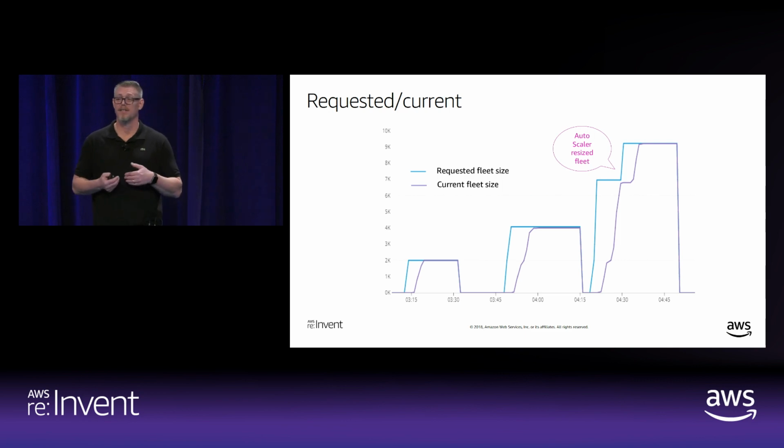This graph is giving us a little bit of insight as to what's going on with our spot fleets. What we're graphing here is the requested fleet size, the blue line, and the current fleet size, the purple line. The current fleet size is basically an indication of how many cores you have that are currently up and usable. So when the current fleet size line converges with the requested fleet size, that means that your cluster's up to scale. It means you have all of your spot instances, they're all up, they're all running.